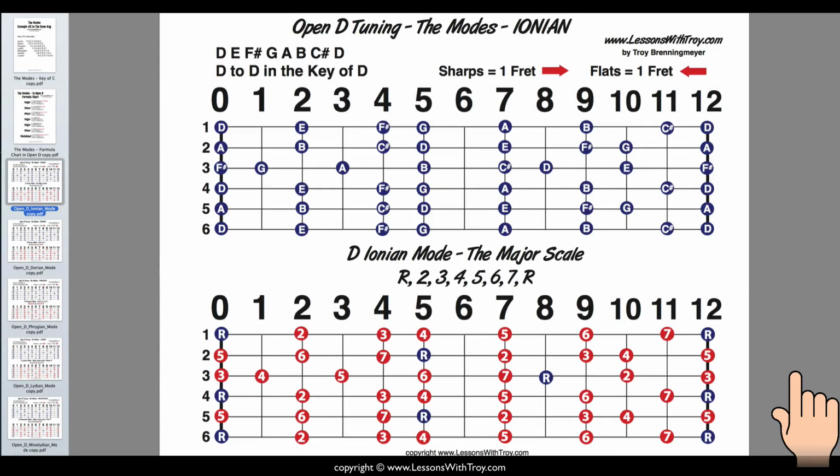Well, in this lesson, we're going to be going over the modes in open D tuning. Now, this is great for lap steel, tuned to open D, or Weissenborn, or Dobro, all tuned to open D, which from your lowest string, your thickest string, to your highest or thinnest string is going to be D, A, D, F sharp, A, D.